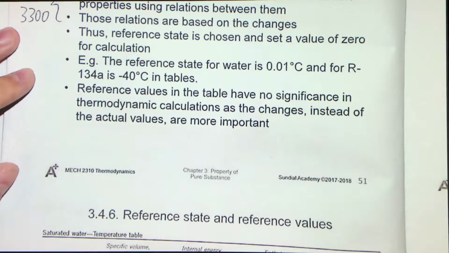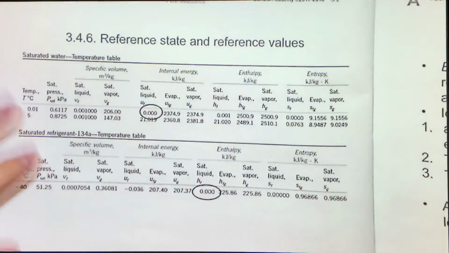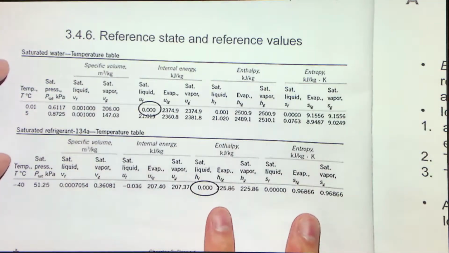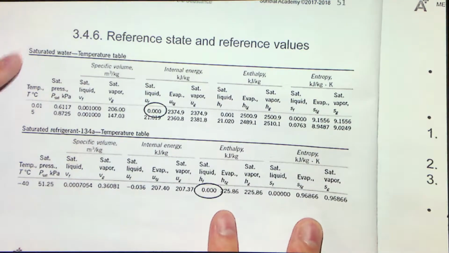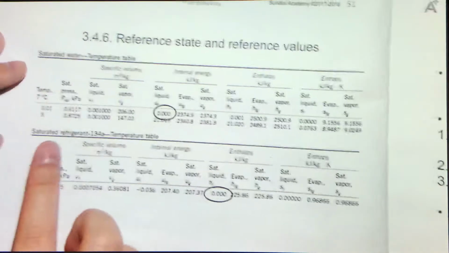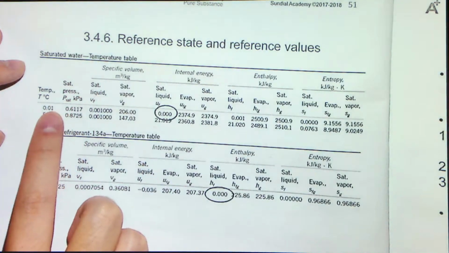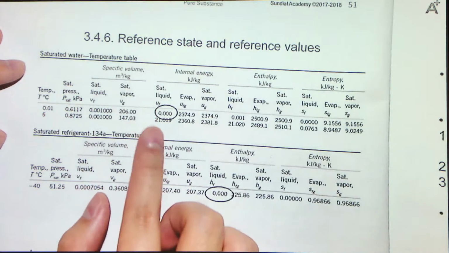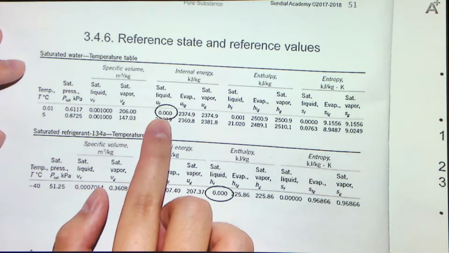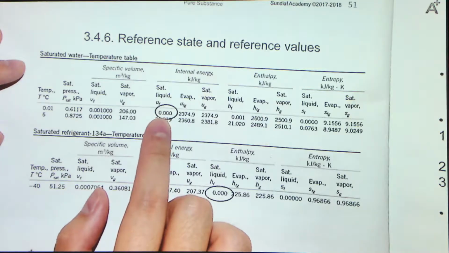Because as I mentioned in chapter 2, even for the energy content, the changes instead of actual values are more important, okay? Here, this is the table from the older edition of the book, okay? So you will see that the layout is a little bit different, but the numbers are pretty much the same. And you will see that for the temperature table at 0.01 degrees C, the saturated liquid UF is equal to 0.000 because we have set this one to be the reference state.